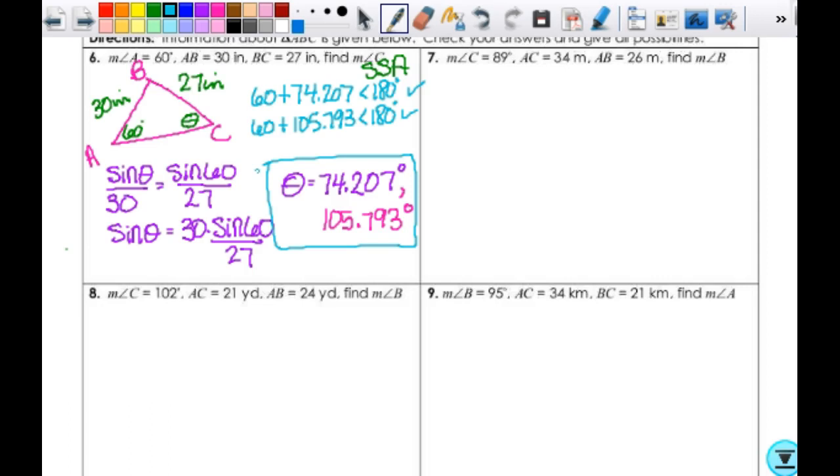Now let's look at number 7. Let's start off the same way. I'm going to draw my picture. I'm just going to draw a triangle where I have room to label things in there. And I'm going to make this A, B, and C.